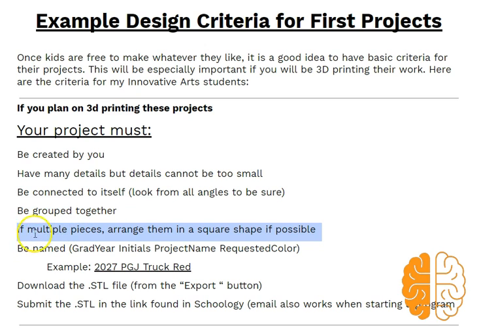Now, if they're on multiple pieces, before they send it to you, have them arrange it in a square shape, because my 3D printers all have a square bed. And if they send me a long rectangle, I've got to scale it way down to get it to fit on the printer, and it winds up printing tiny.